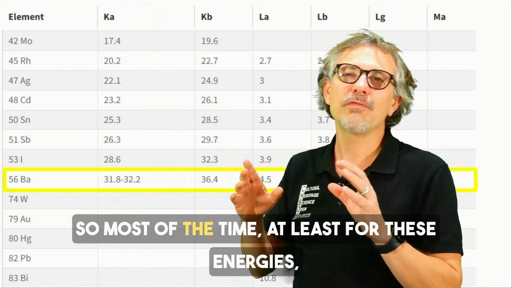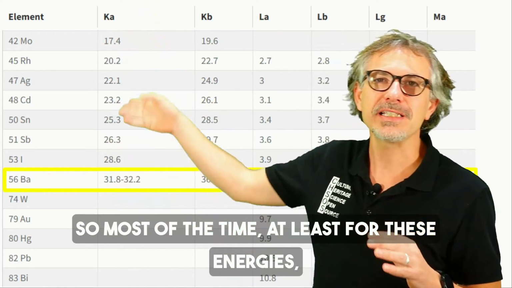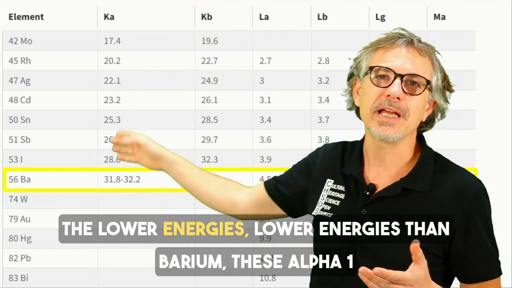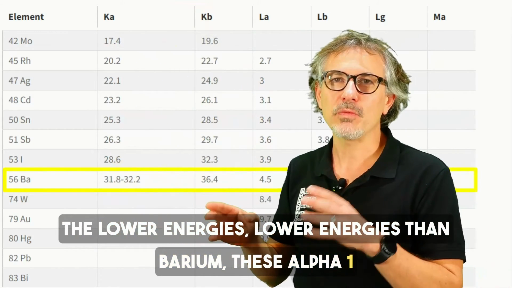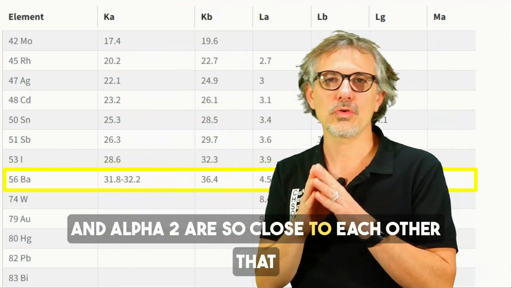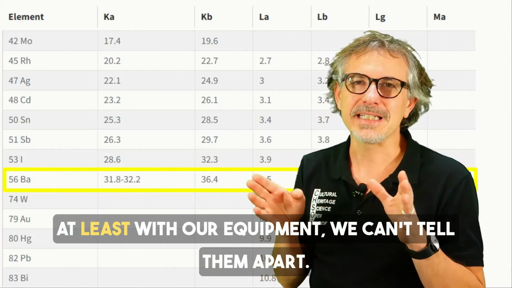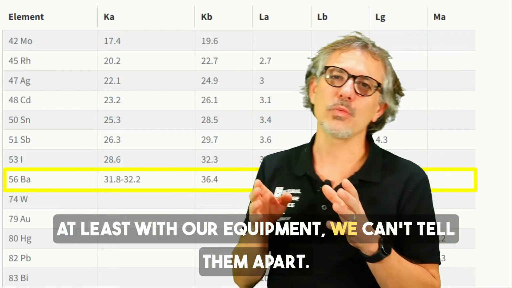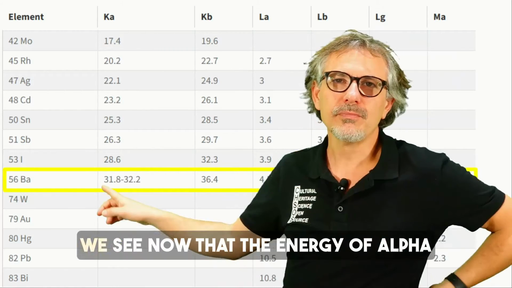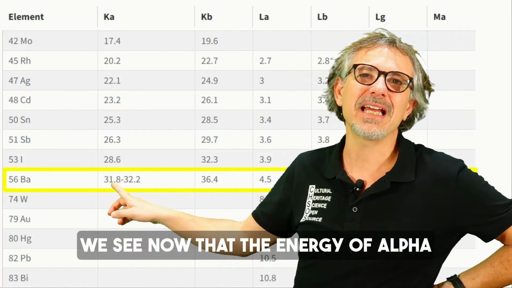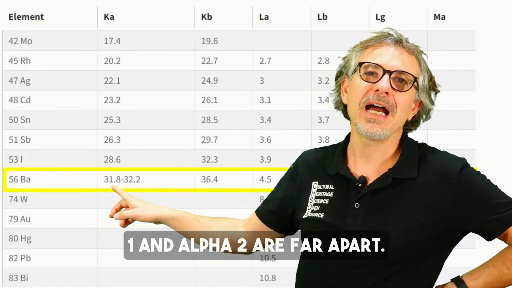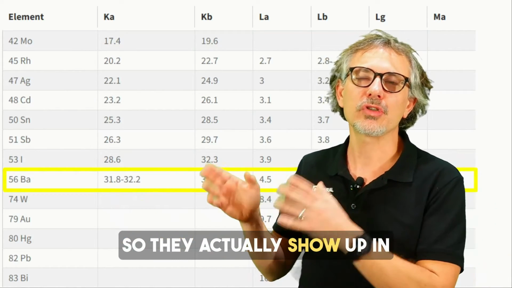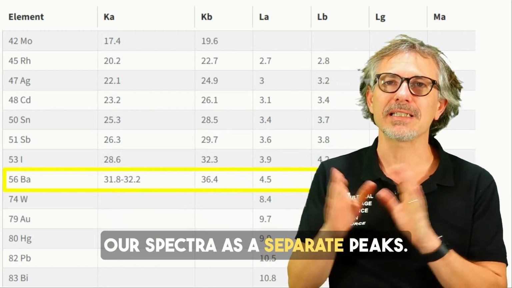Most of the time, at least for energies lower than barium, these alpha 1 and alpha 2 are so close to each other that, at least with our equipment, we can't tell them apart. We see now that the energies of alpha 1 and alpha 2 are far apart, so they actually show up in our spectra as separate peaks.